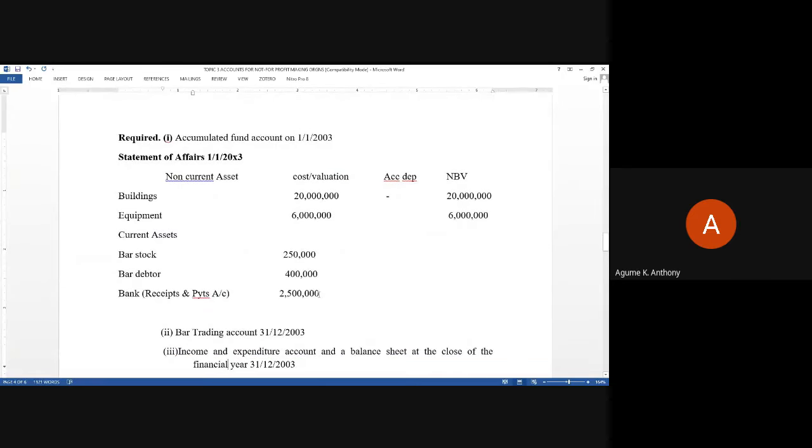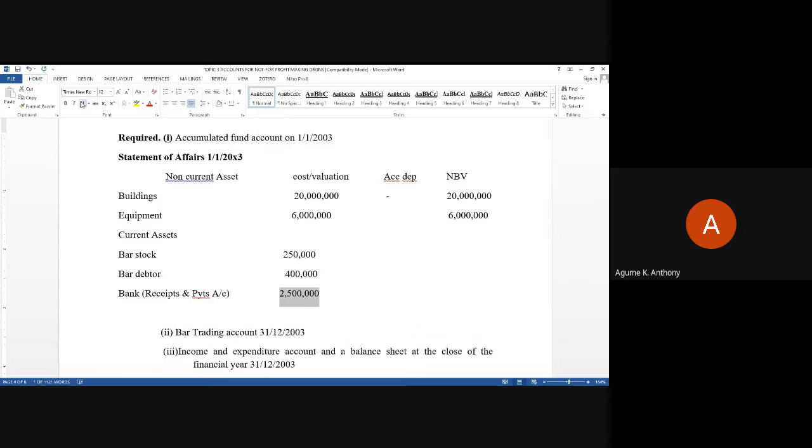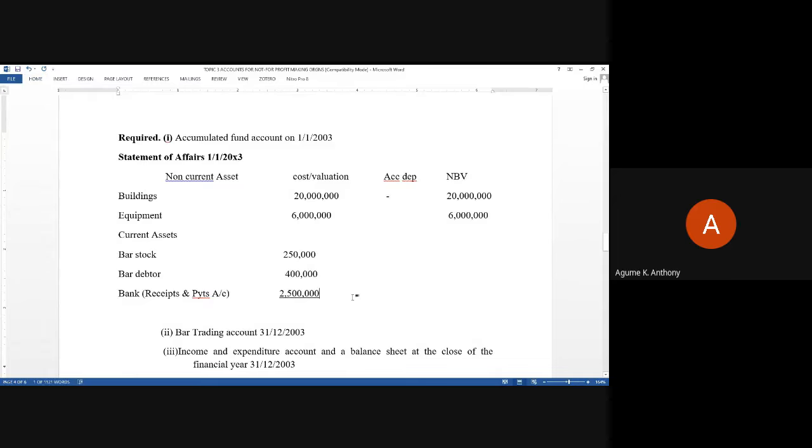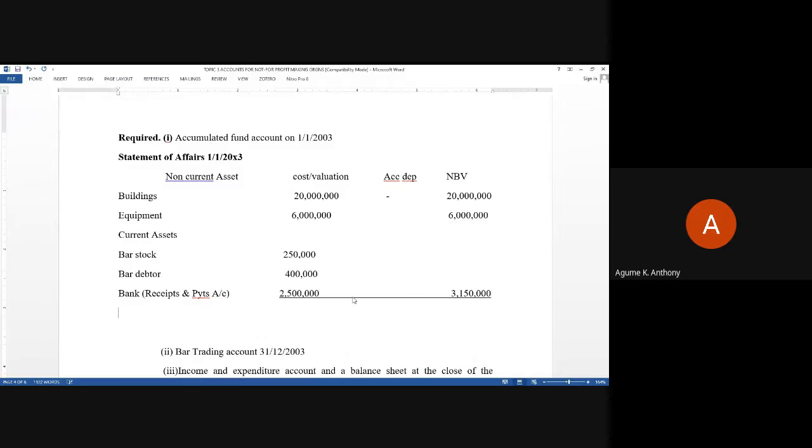Then I think those are the total current assets. Those are the only current assets. So it means that if you add your total current assets, it will be 3,150,000. In that case, your figure for total assets will be 29,150,000.